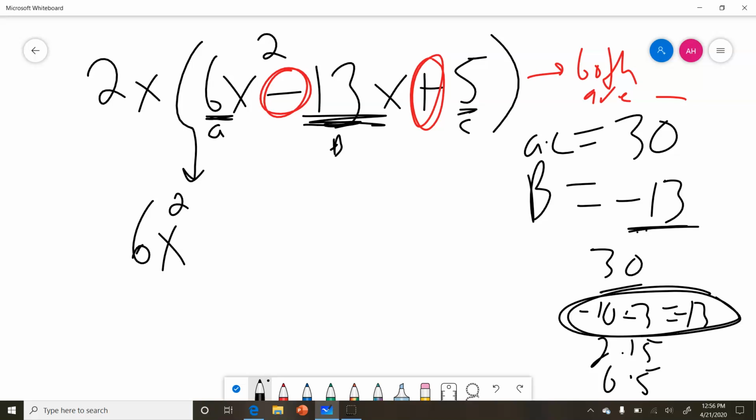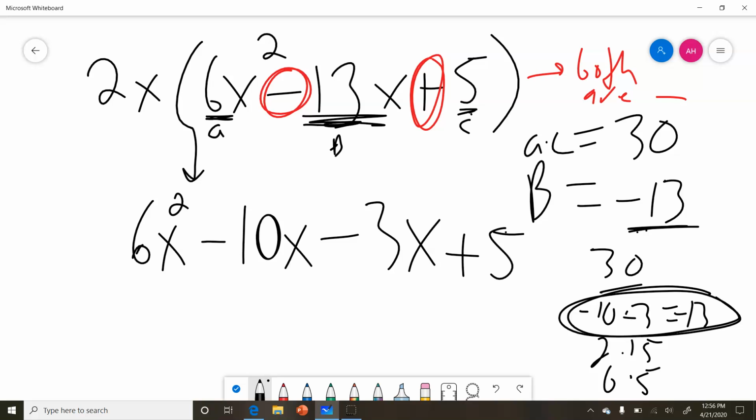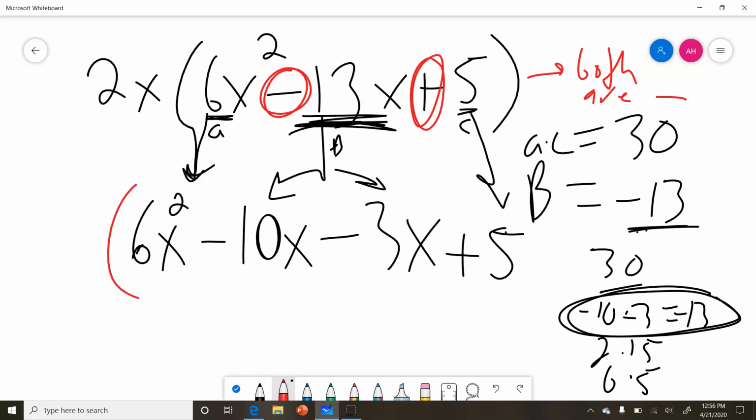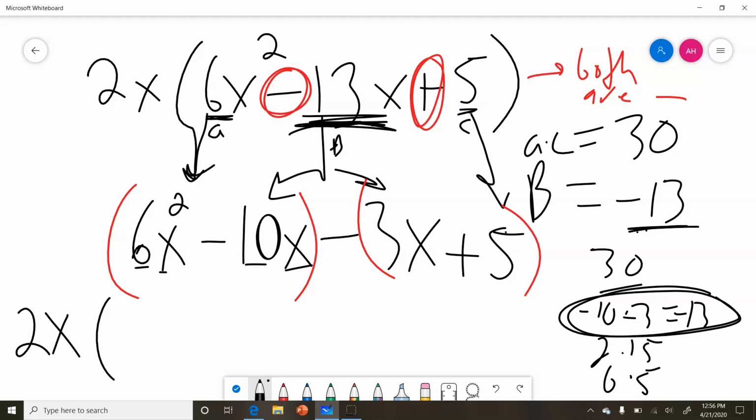So I have 6x squared, as you see right here. Then I do minus 10x, and then I do minus 3x plus 5. My 5 came straight down, and my 6x squared came straight down. But the other term, this 13x, got split in half with what you see there and there. Now I just put parentheses around these, and then I take out the common term, which is 2x. You see 2x can come out of there, and x and x. So I get 2x, and I get 3x minus 5.